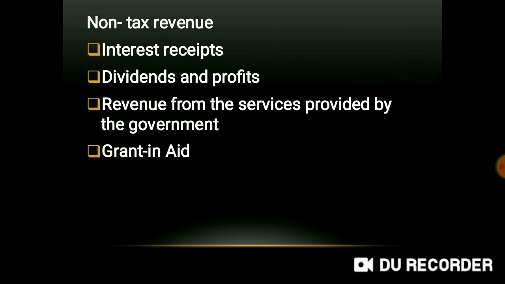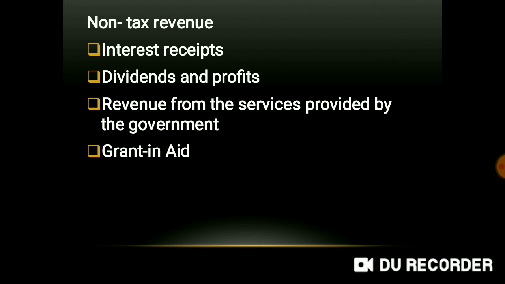Now let us know the non-tax revenue. There are four non-tax revenues. The first one is the interest receipts. Sometimes the government gives loans to the state government, to the union territories, and also to the foreign government. So those governments have to pay interest on the borrowings or interest on the loans taken from the central government. So those interests are the income for the government. So that is what is known as interest receipts.